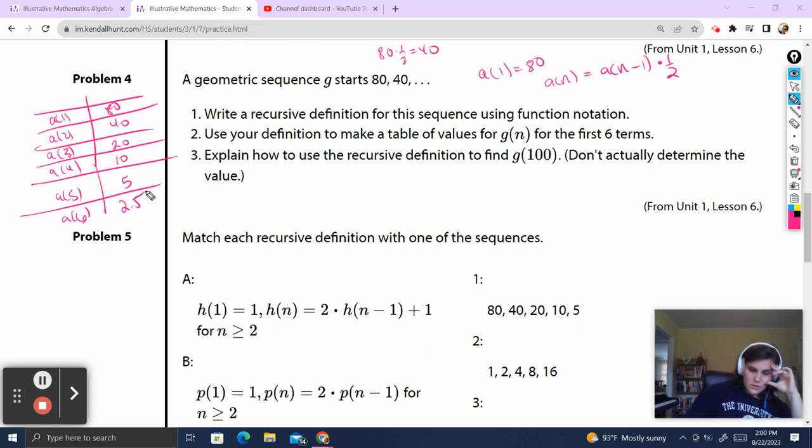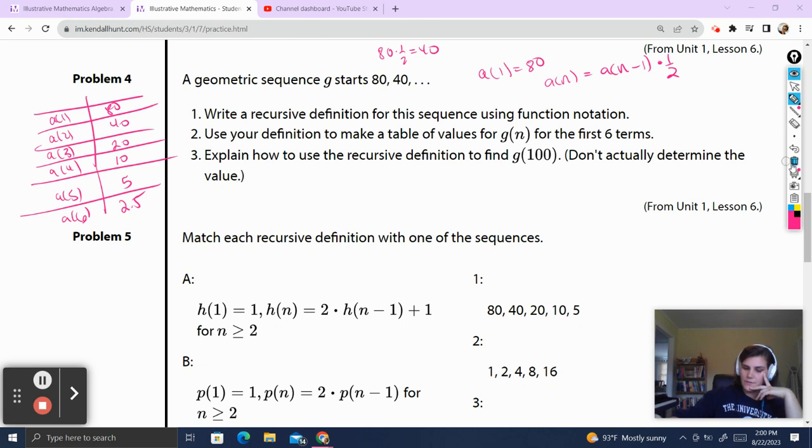Explain how to use the recursive definition to find g of 100. Don't actually determine the value. Yep, so we're going to keep multiplying the one before by 1/2 over and over and over again until we get to the g of 100th term, and then we're going to be done. So this is how we're going to use this function. We're just going to have to keep repeating it to identify what g of 100 is, or the 100th term of the sequence.